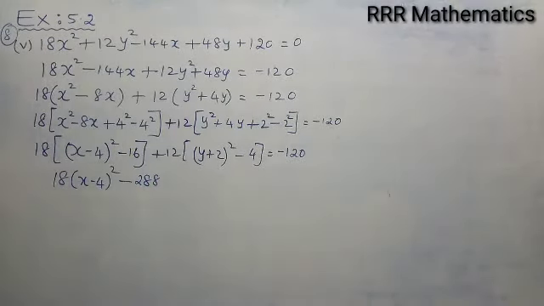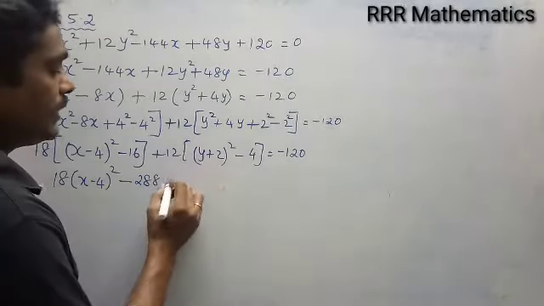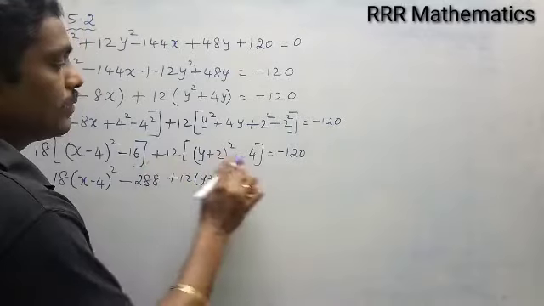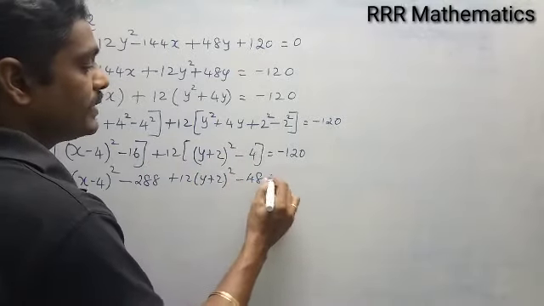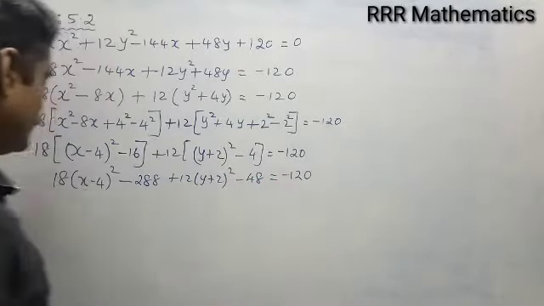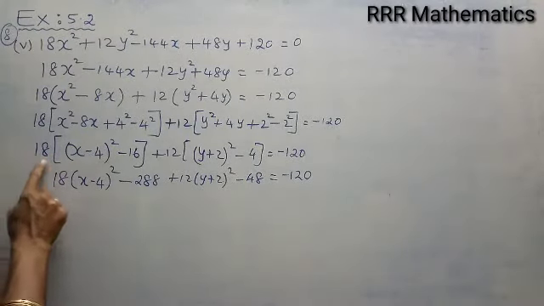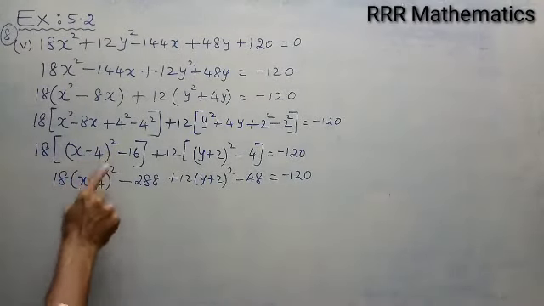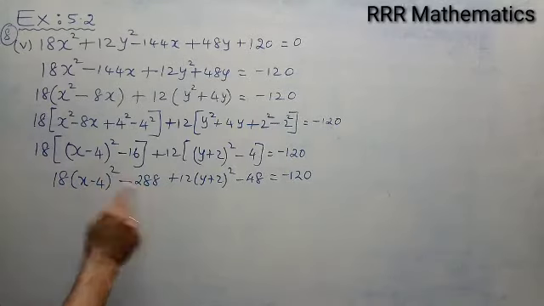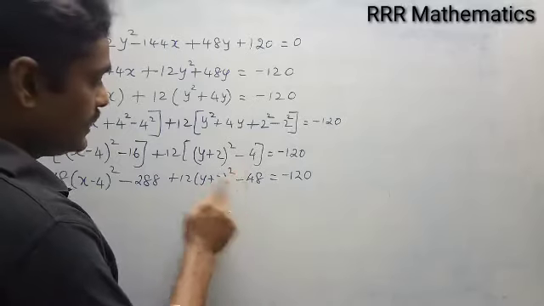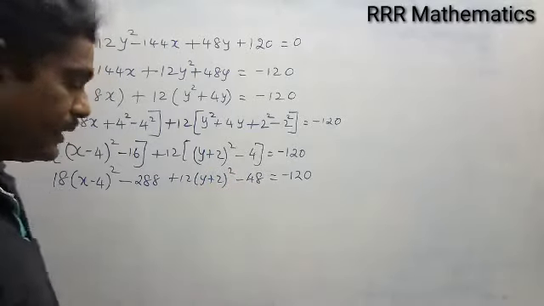288. Next, 12 times (y plus 2) whole square. Next, 12 times 4 will be 48, which is equal to minus 120. Very simple, just multiply this 18 inside. 18 times (x minus 4) whole square minus 18 times 16 gives 288, plus 12 times (y plus 2) whole square minus 12 times 4 will be minus 48.